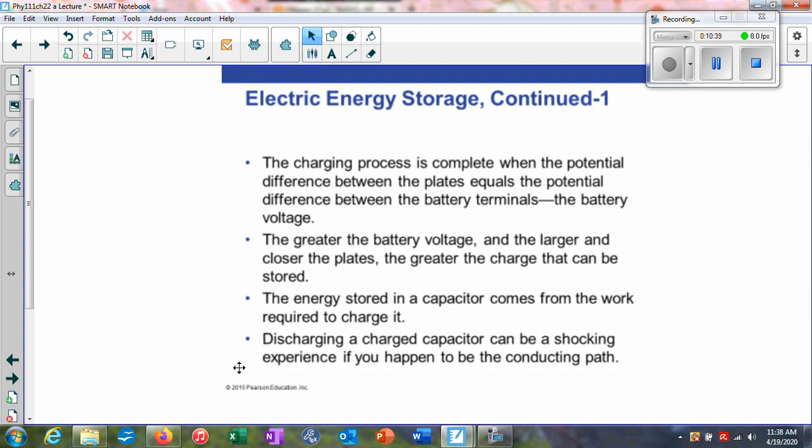It says here, discharging a charged capacitor can be a shocking experience if you happen to be the conducting path. So that was me with the camera, and I would encourage you not to take apart any of your electric devices and try to fix them yourself unless you actually know what you are doing.